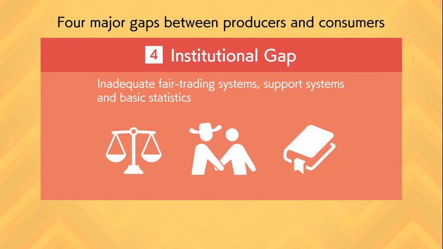The institutional gap refers to several inadequacies of systems supporting the food value chain, including unified standards to achieve high-quality agricultural product distribution, mechanisms to avoid unfairness in trade between producers and distributors, support schemes to promote investment in the value chain, and basic statistics that enable planned production, shipping, and sales.